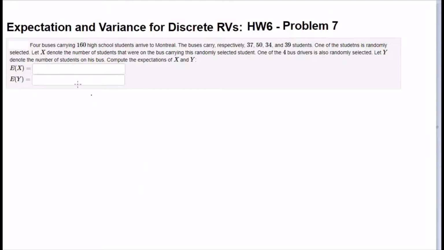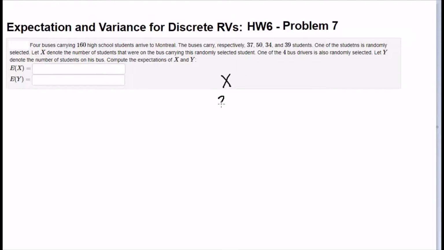Problem number 7. 4 buses carrying 160 high school students arrived in Montreal. The buses carry respectively 37, 50, 34, and 39 students. One of the students is randomly selected. Let X denote the number of students that were on the bus carrying this randomly selected student. One of the 4 bus drivers is also randomly selected. Let Y denote the number of students on his bus. Compute the expectations of X and Y.